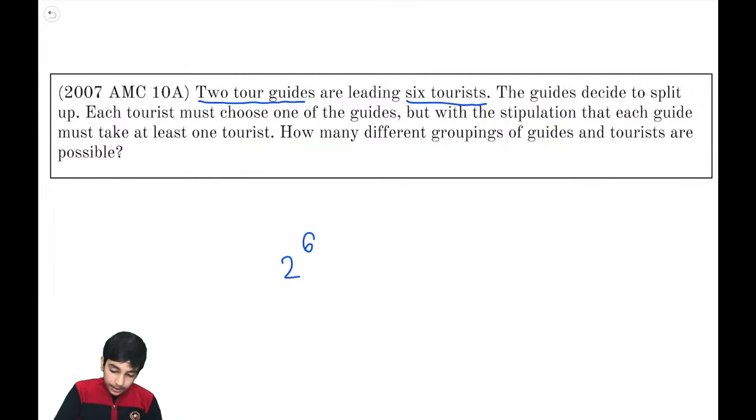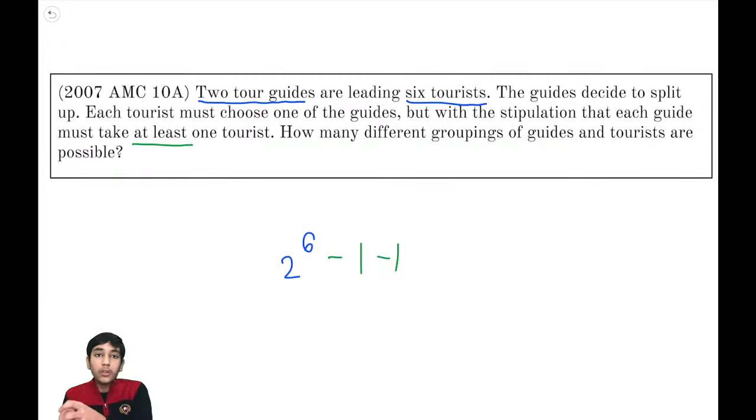But we're overcounting. Remember, "at least" means you use complementary counting. This technique even applies for 8 to 10 level problems. So then we subtract 1 and 1, because we subtract the cases where all the tourists are given to one tour guide. So we just do minus 2.